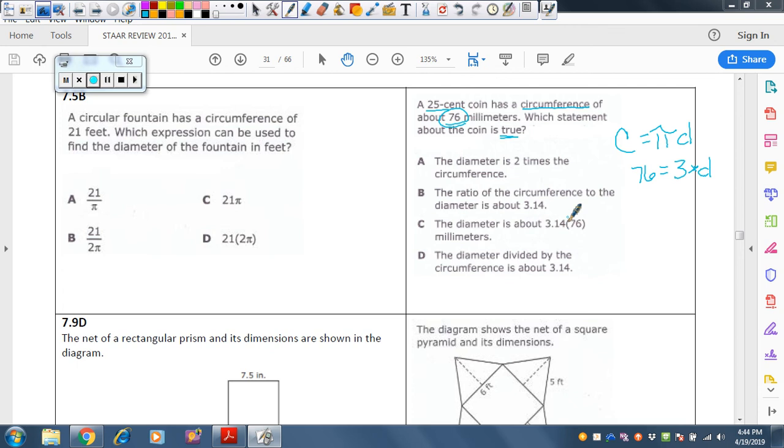The diameter is about 3.14 times 76. Would I multiply 3.14 times 76? Nope, I'm multiplying 3.14 times diameter. The diameter divided by the circumference is about 3.14. This one's tricky. If you solve this problem, you are going to divide by 3. You are not going to divide by the diameter.